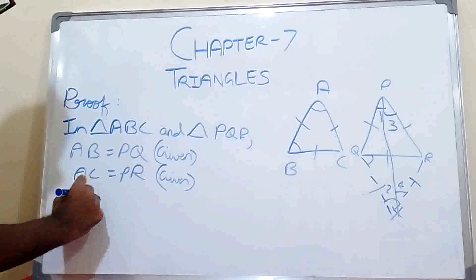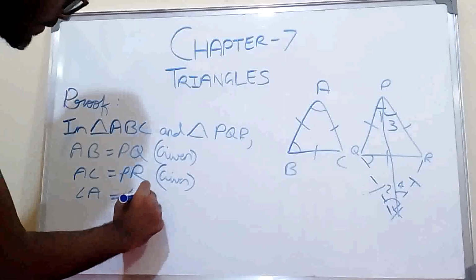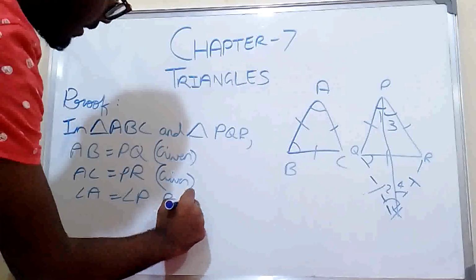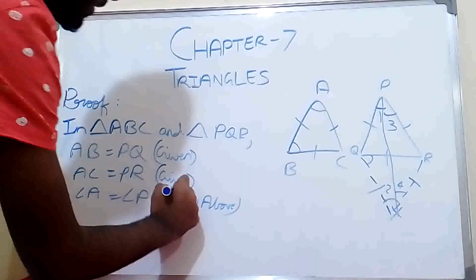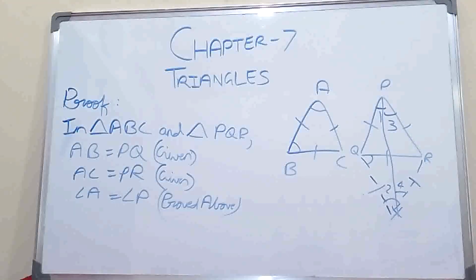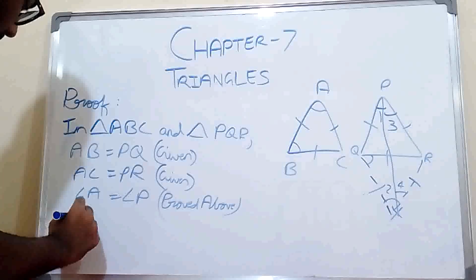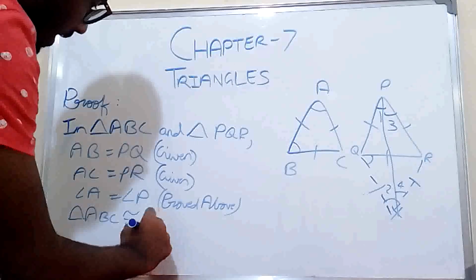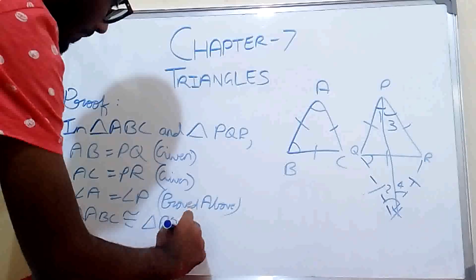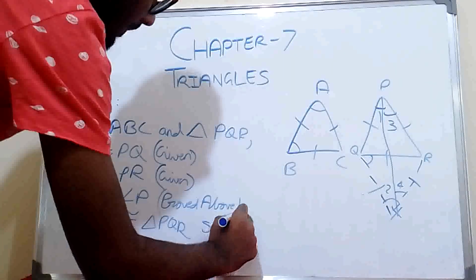Now angle A is equal to angle P. We just proved this above. So we can write "proved above." I don't have it above because I don't have enough space, but we proved it in the previous section. We saw how angle A is equal to angle P. So triangle ABC is congruent to triangle PQR using SAS.